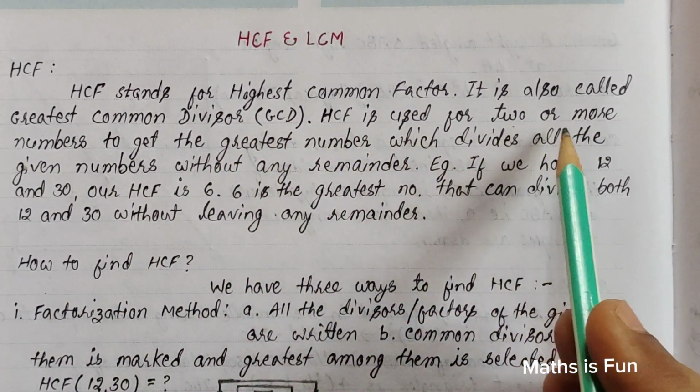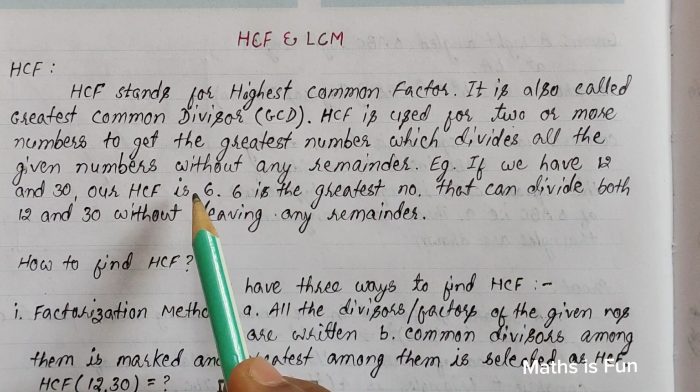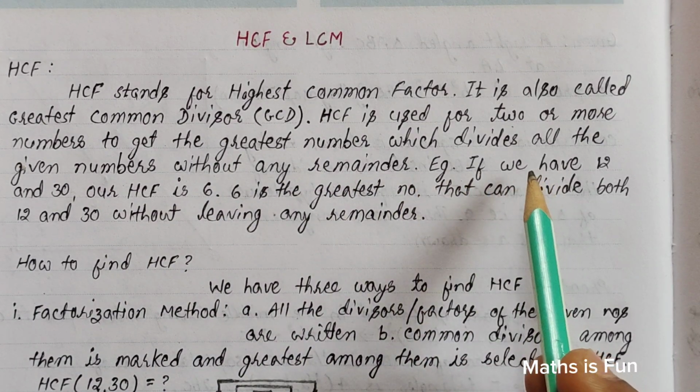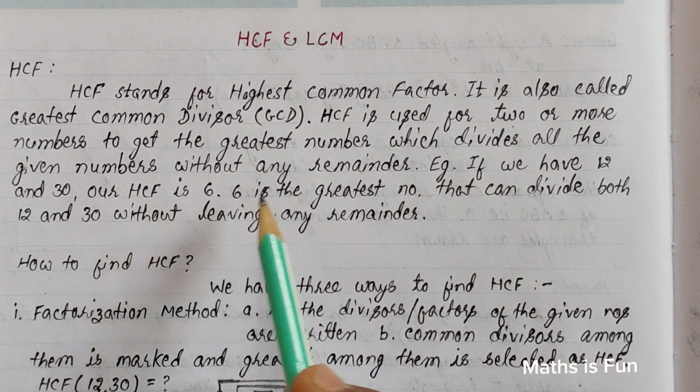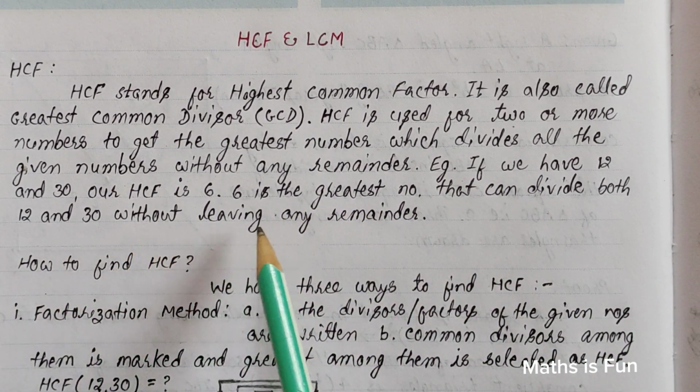HCF is used for two or more numbers to get the greatest number which divides all the given numbers without any remainder. Example, if we have 12 and 30, our HCF is 6. 6 is the greatest number that can divide both 12 and 30 without leaving any remainder.